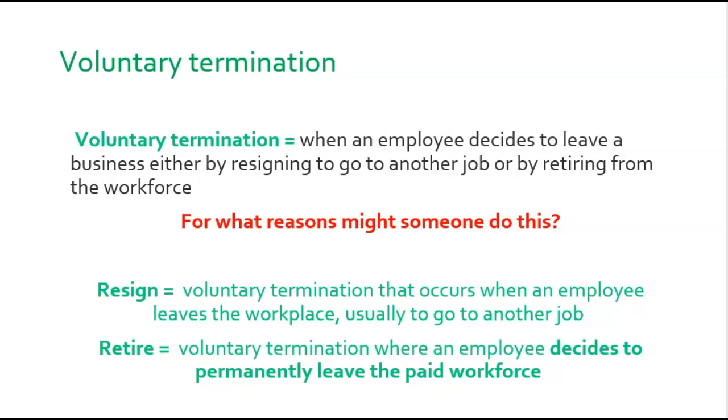Okay, so voluntary termination is where an employee decides to leave a business, either by resigning to go to another job or retiring from the workforce. Resigning means that the voluntary termination occurs when an employee leaves the workplace that they're currently in, usually because they've got another job to go to. So they resign from their current position, give notice to their employer, and eventually move on to another position somewhere else.